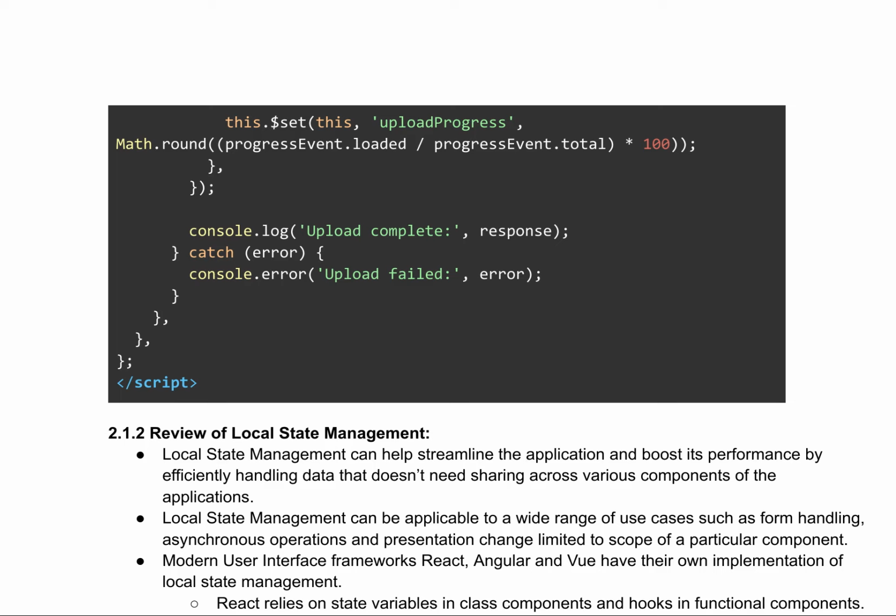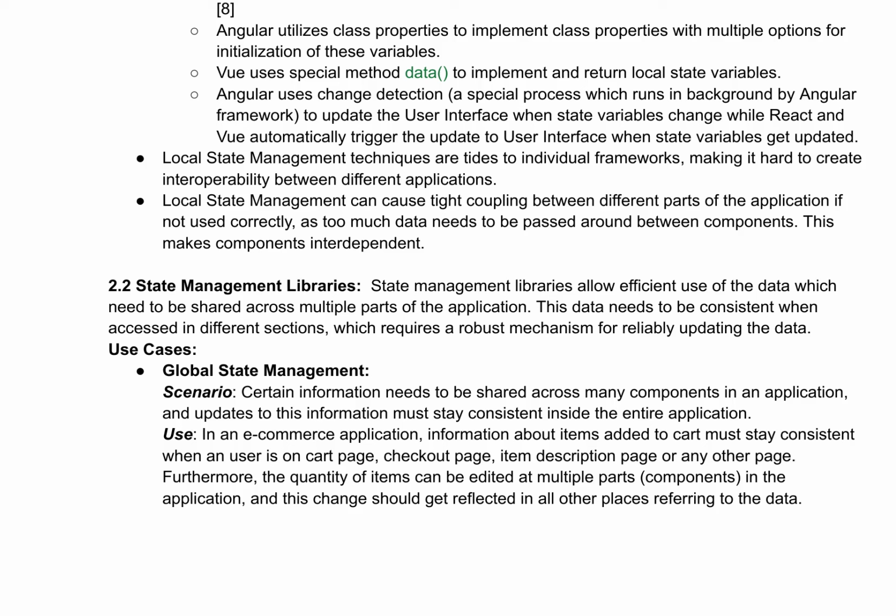In contrast, state management libraries allow for the efficient use of data that needs to be shared across multiple parts of the application. This data needs to be consistent when accessed in different sections, requiring a robust mechanism for reliably updating the data. A prime example of this is global state management, where certain information must be shared across many components in an application, and updates to this information must stay consistent throughout the entire application.